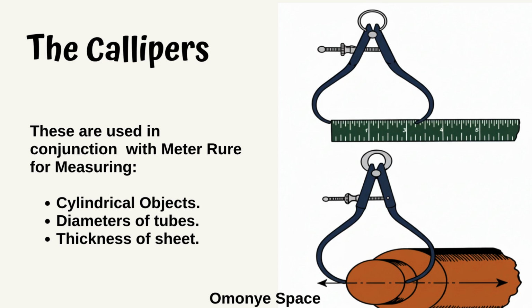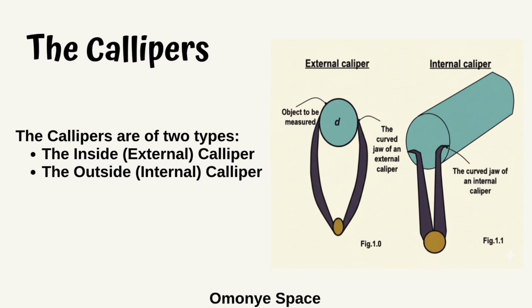Now, let's talk about the calipers, special instruments used together with a meter rule to measure cylindrical objects, tube diameters, and sheet thickness. The calipers are of two types. We have the inside, also known as the external caliper, and the outside, also known as the internal caliper.